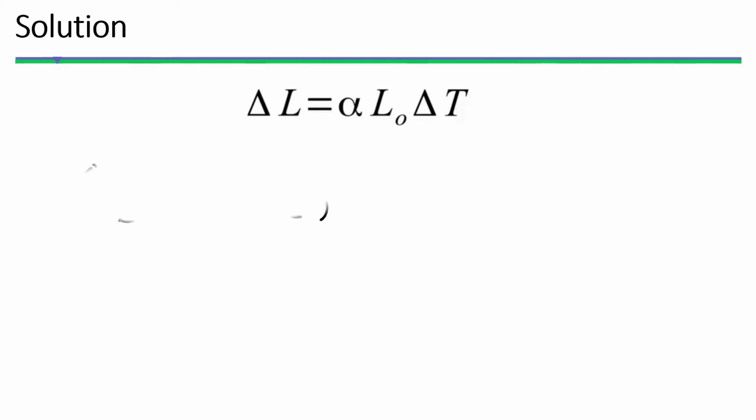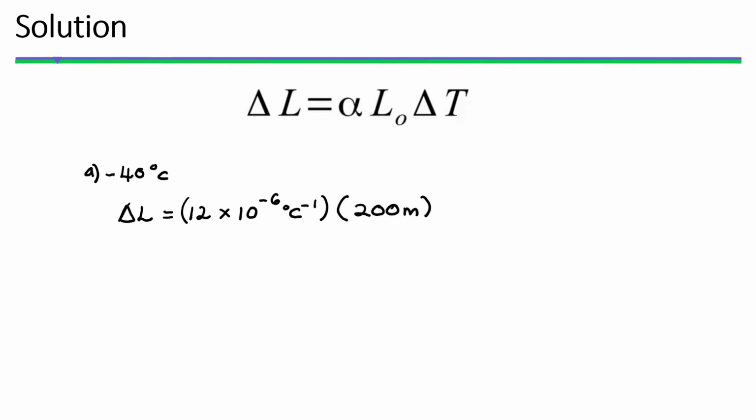The coefficient value of 12 times 10 to the negative 6, you multiply with the 200 meters, the initial length, and multiply with the change of the temperature. So here, the change in the temperature is the final temperature, negative 40, minus the initial temperature of 25 degrees Celsius. Okay student, take the calculator and calculate, see what's the answer. We'll check later. I give you 10 seconds.